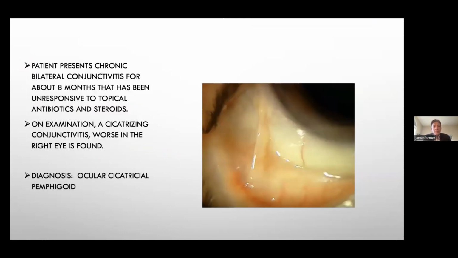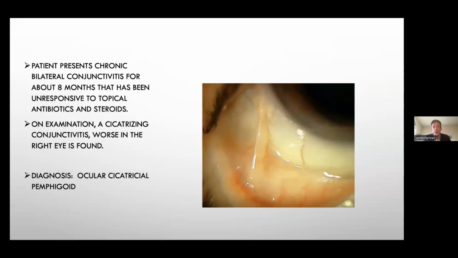So this patient presents with a chronic bilateral conjunctivitis, which is an inflammation of the conjunctiva that's been present for about 8 months, seen a number of other ophthalmologists, treated with antibiotics and topical steroids, but it just is relentless. It's not getting any better.